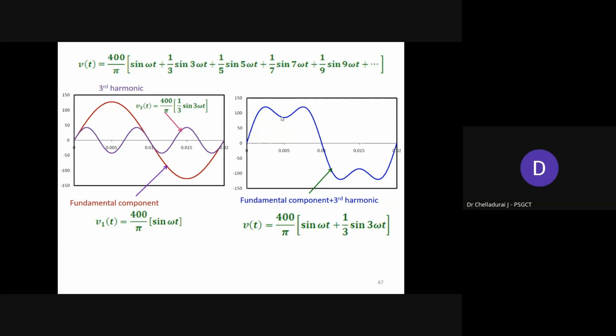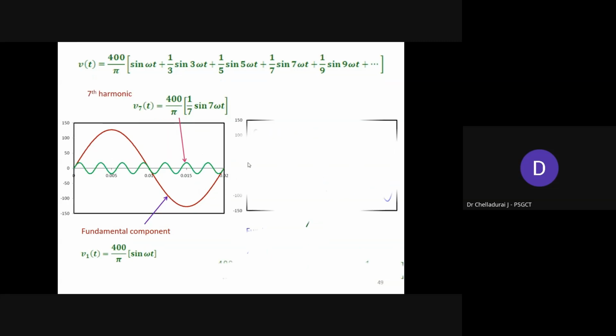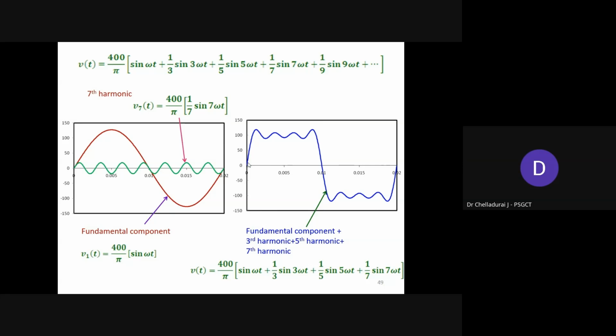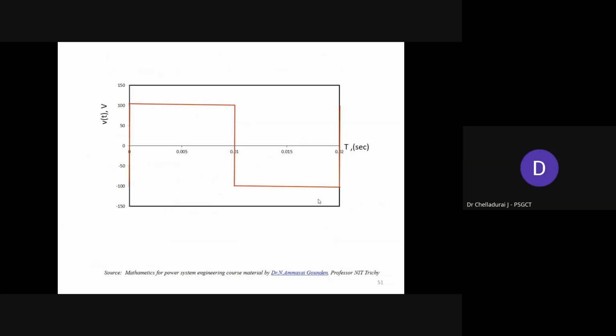So to eliminate a particular order of harmonics in any inverter output, we further add the fifth order harmonic component, then the seventh, then the ninth, and it is almost near to a square wave. Similarly, the next 11th and 13th, etc., we keep adding. Then we will get the pure square wave.